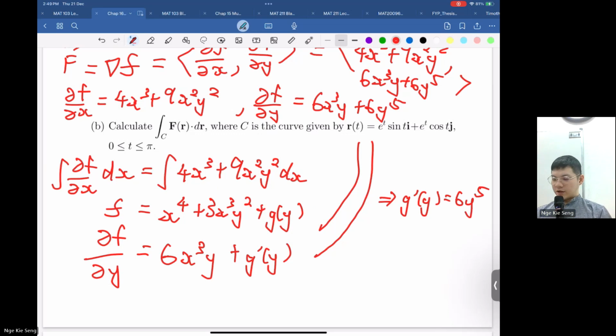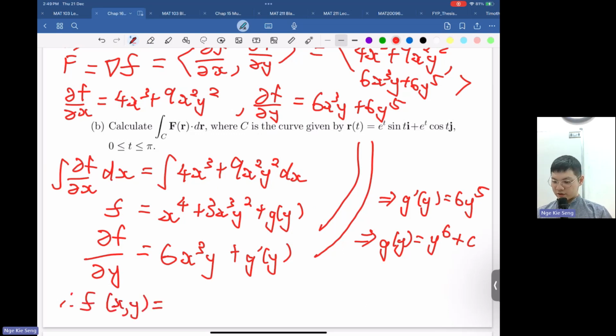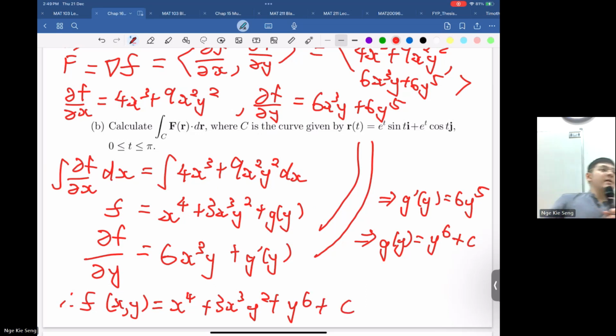And then I can integrate this again. So I get g(y) equals y to the power 6 plus c, for some constant c. Okay, so together I get f(x,y) equals x to the power 4 plus 3x cubed y squared plus y to the power 6 plus some constant c. Is it similar to the calculation you have done in ODE?